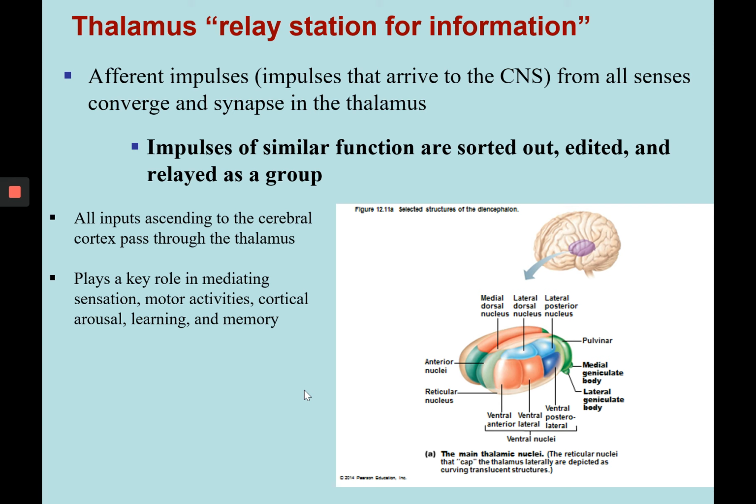Any information that goes up the spinal cord and is trying to get to its appropriate part of the cerebral cortex has to pass through the thalamus first. So it's going to route information to the right part of the cerebral cortex. So all inputs ascending to the cerebral cortex must pass through the thalamus. It plays a role in mediating sensation, motor activities, cortical arousing, learning, and memory. So impulses must be sorted out, edited, and relayed as a group from the thalamus to the proper cerebral cortex.